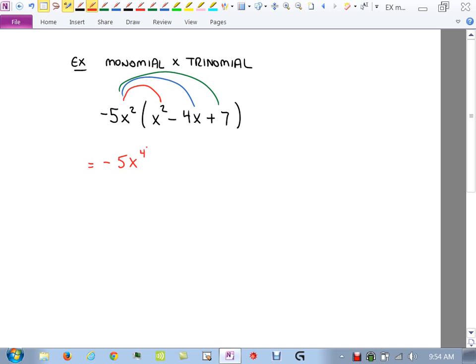See if you can do the next one in the blue one. Positive 20, x to what? Third power, right? The last one, positive or negative? Negative 35x squared. Since there's only a 7 here, the 7 and the negative 5 multiply. Other than that, the x squared just comes along for the ride. So negative 35x squared. Is that all right?